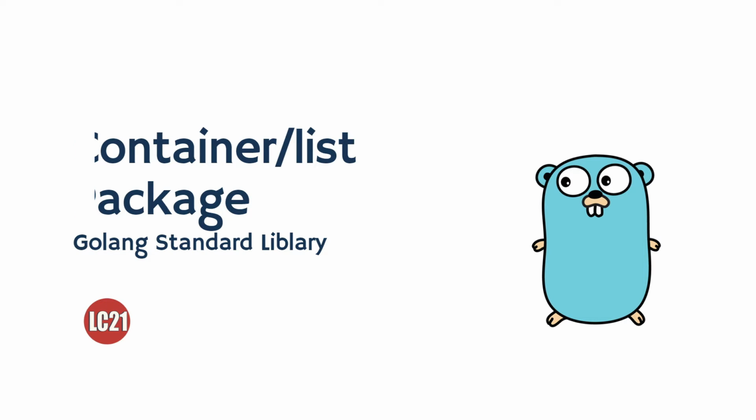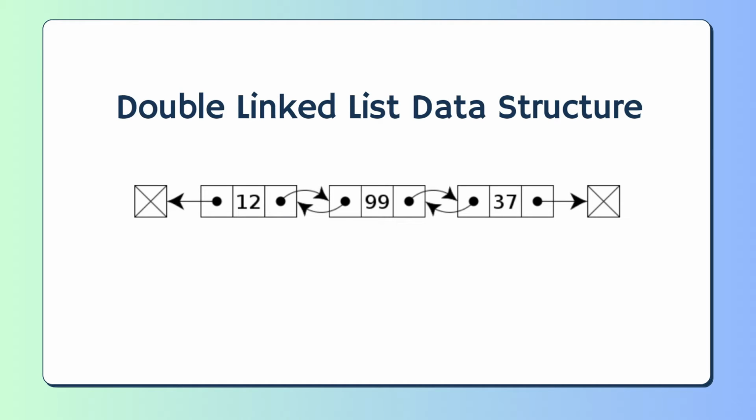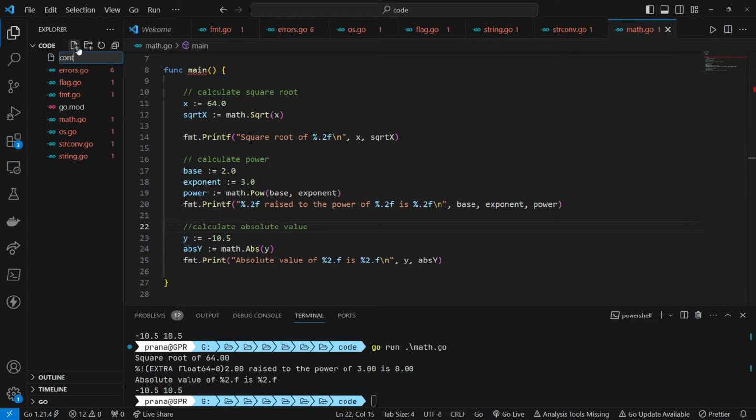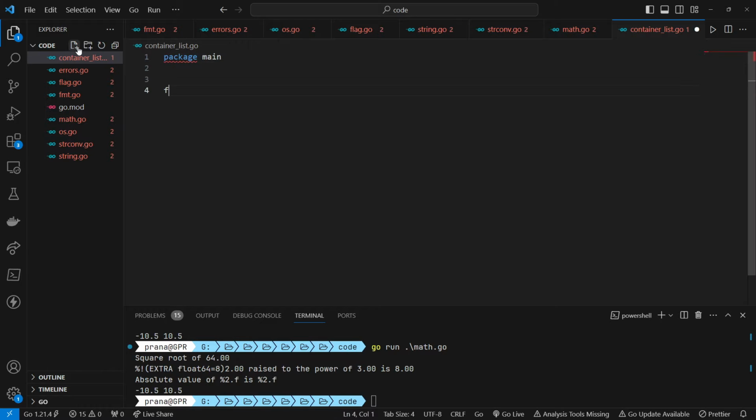Container list. Package container/list is an implementation of the double-linked list data structure in Golang. If we illustrate it like this double-linked list data structure, we'll start by creating a file named container list. Add the package main declaration and the main function.